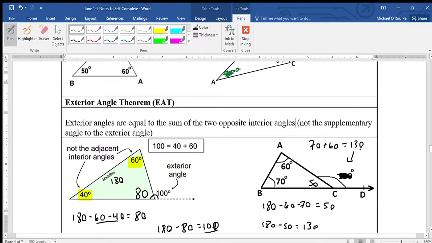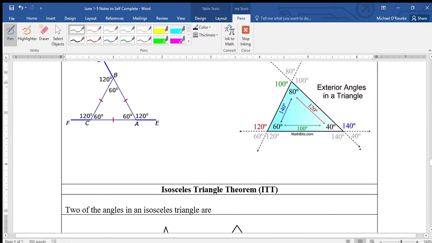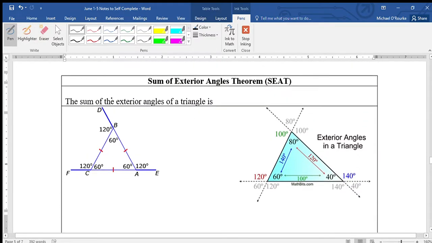So that is, what's that? EAT, exterior angle theorem. Now, I'm going to change this here. This is a key point. The sum of the exterior angles of a triangle are 180. Okay, so just remember that, 180. Sorry, not 180. What am I thinking here? 360. Okay. Now, I'll put a note here, and we'll work on this next lesson.